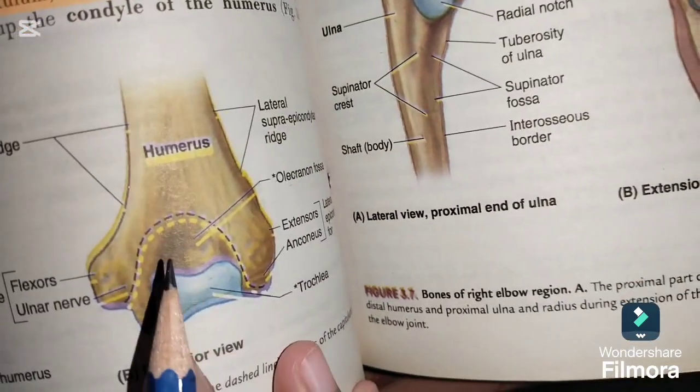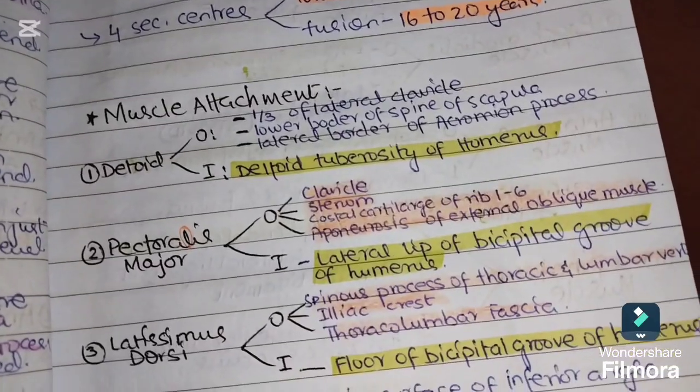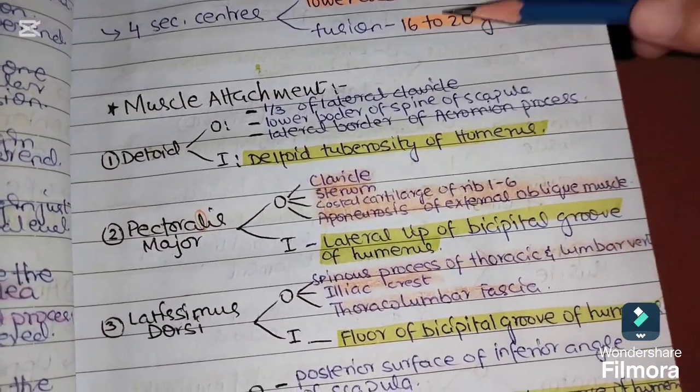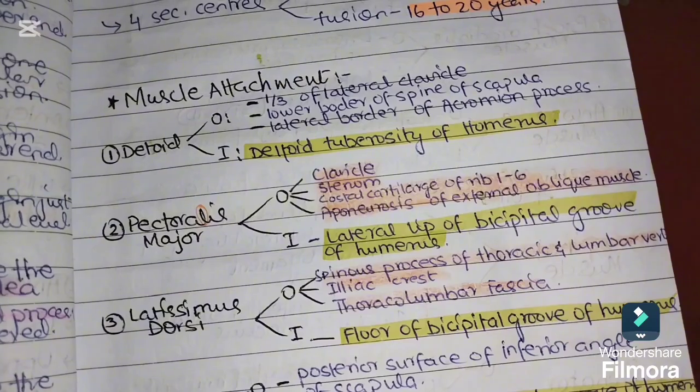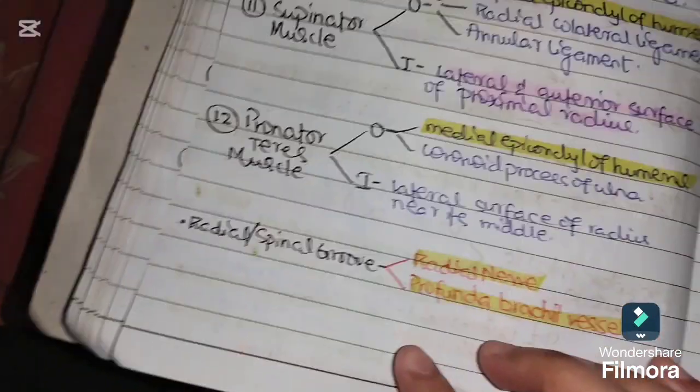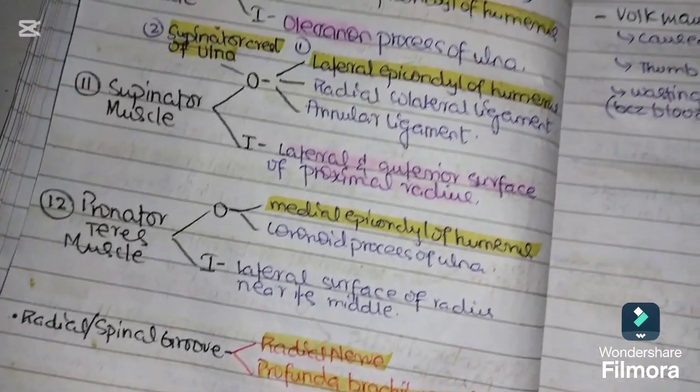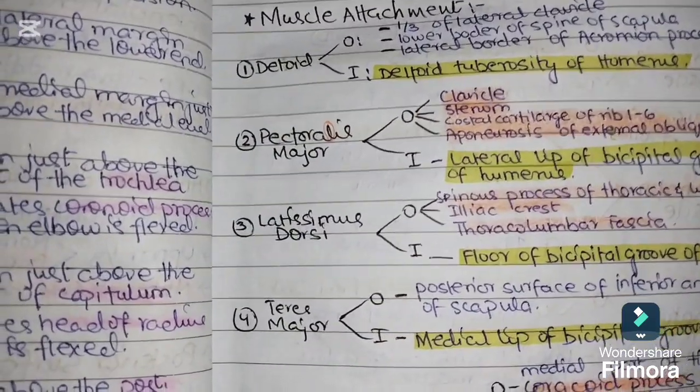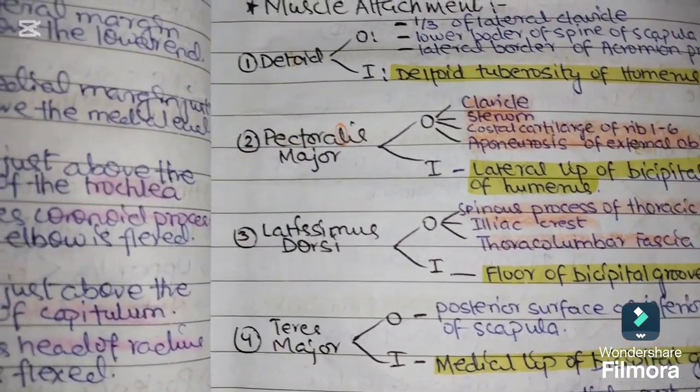I hope all of this makes sense. Let's learn about the muscle attachments that are associated with the humerus bone. So there are 12 muscles that are attached to the humerus bone.